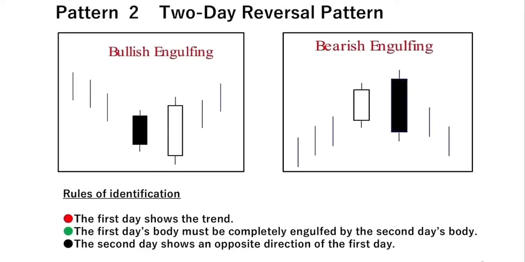Pattern 2 is a 2-day reversal pattern. One is a bullish engulfing, and the other is a bearish engulfing. So let's see the rules of identification. The first day shows the trend. For bullish engulfing, the first day shows a downtrend, and for bearish engulfing, the first day shows an uptrend. And then the first day's body must be totally engulfed by the second day's body. And then the second day shows the opposite direction of the first day. So here it means a change to go up and a change to go down for the 2 patterns.